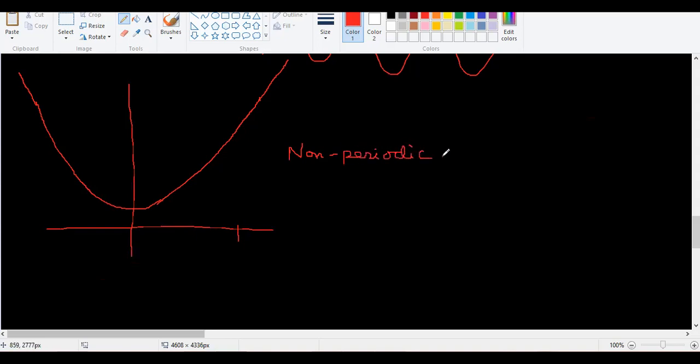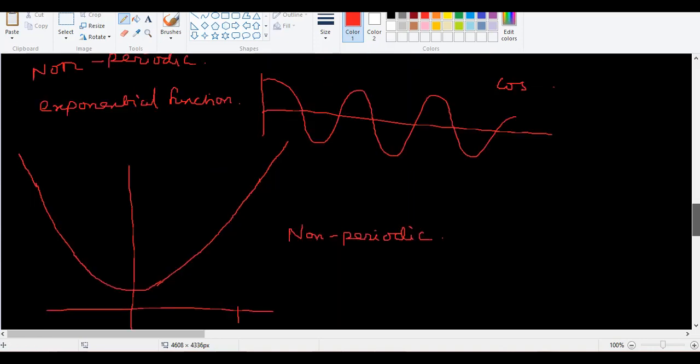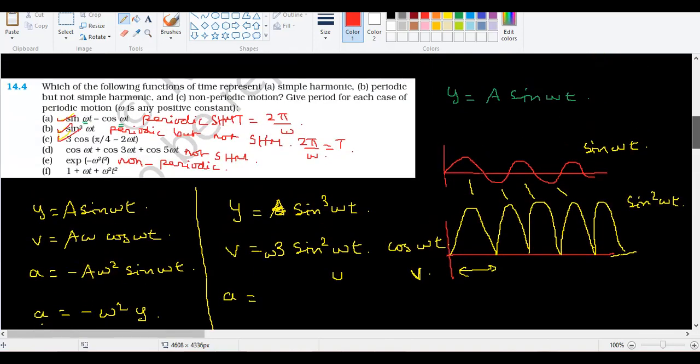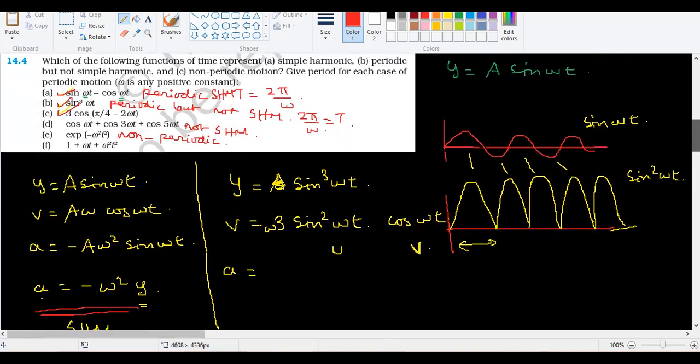Okay, very good. So that means whenever you see exponential or parabola, something like this, you can definitely say it is non-periodic. Whenever you see sine or cos, it will be periodic. Whenever you see sine squared or cos squared, it is periodic, but it is not simple harmonic. And when you have a combination of cos 3 omega t, cos 5 omega t, it is periodic, but it is not simple harmonic. Why? I cannot tell unless I show you the mathematical working.